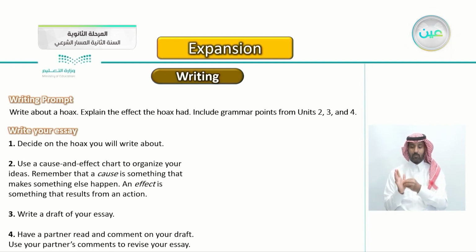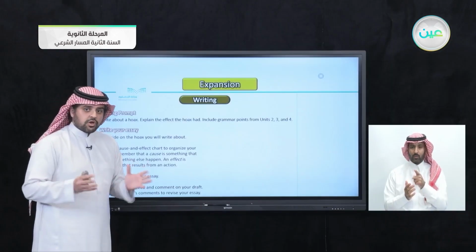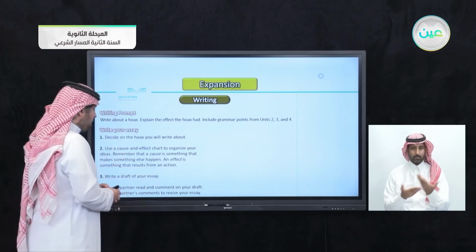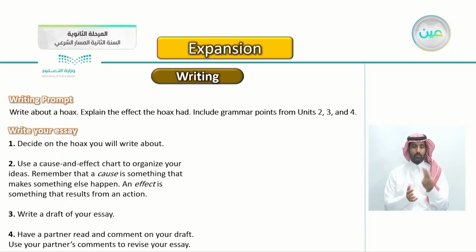To write your essay, we have some points here. Let's read them together. Number one, decide on the hoax you write about. So of course, you have to decide which hoax you're going to write about. Number two, use a cause and effect chart to organize your ideas. Of course, you have to use a chart to organize your ideas. So you have to use a chart that has cause and effect columns.